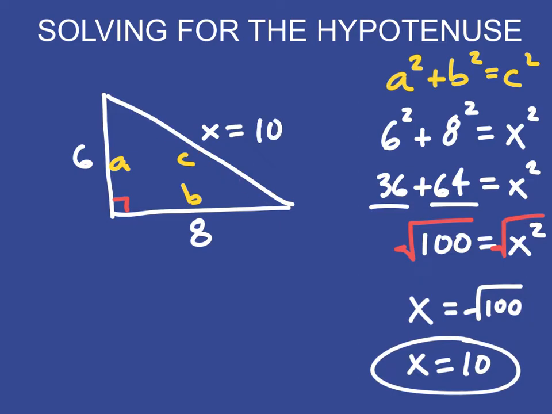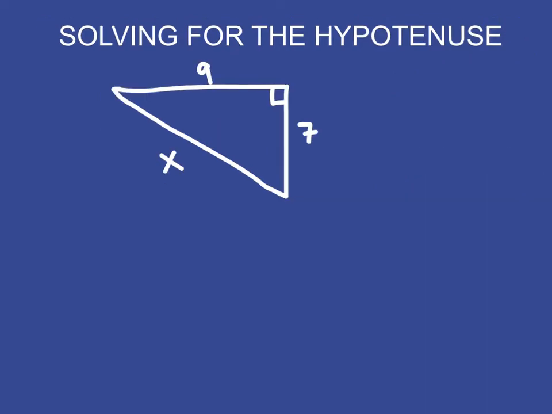All right, I want to do another problem where we're not going to get nice and neat numbers. Let's do one where we've got side lengths of 7 and 9, and we don't know the hypotenuse, and we're being asked to find what the hypotenuse is. Same thing: I write out my Pythagorean theorem, a squared plus b squared is equal to c squared. I'm going to label my side lengths a, b, and c, and let's substitute those in.